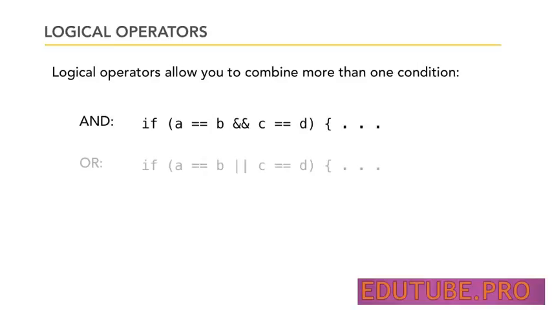We can do the same thing for OR. The OR operator is just two vertical bars. So in this case, if A is equal to B or C is equal to D, then the code inside those curly braces would execute.